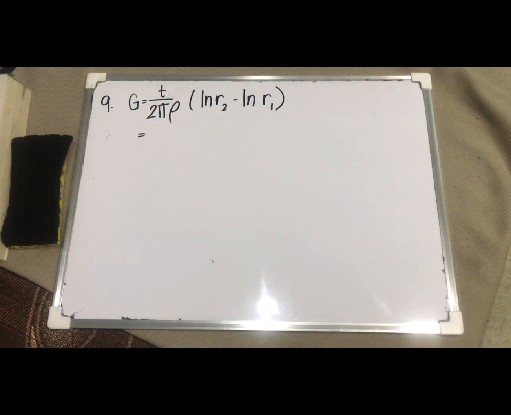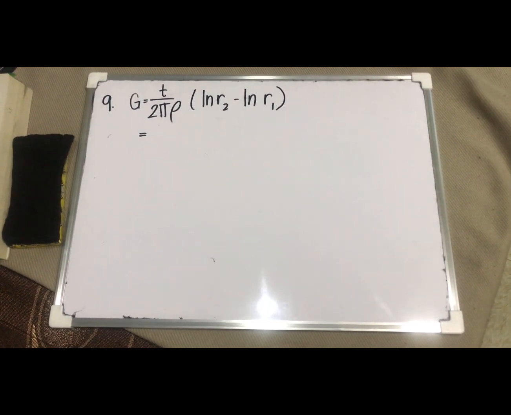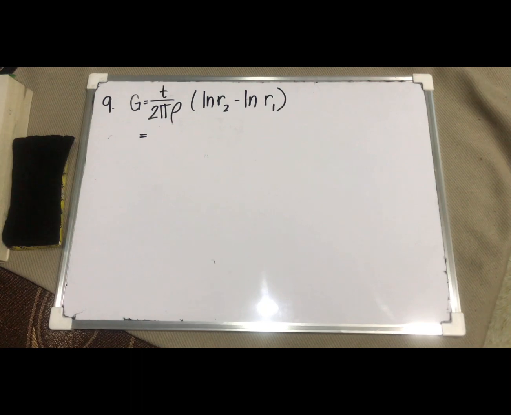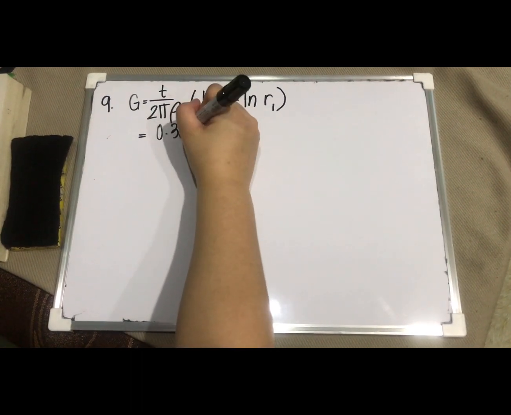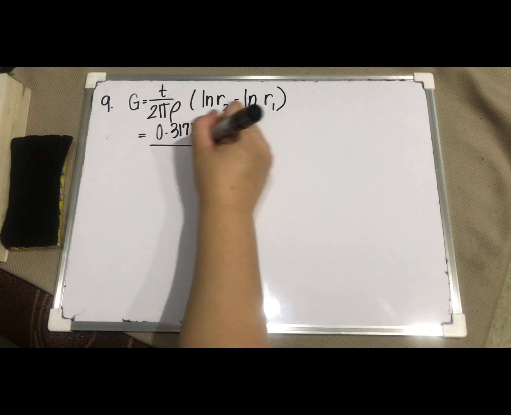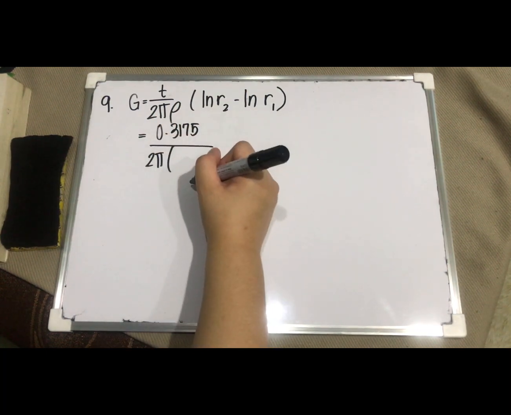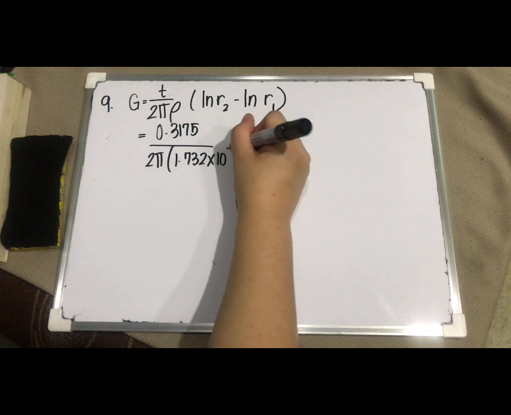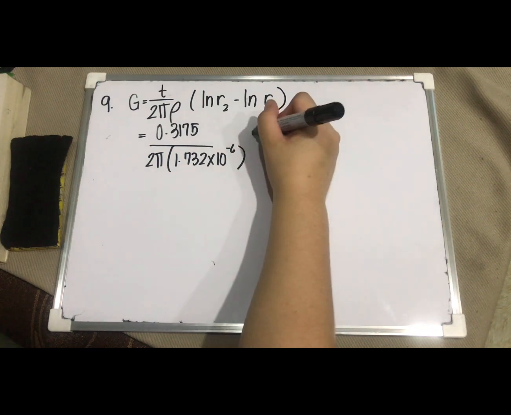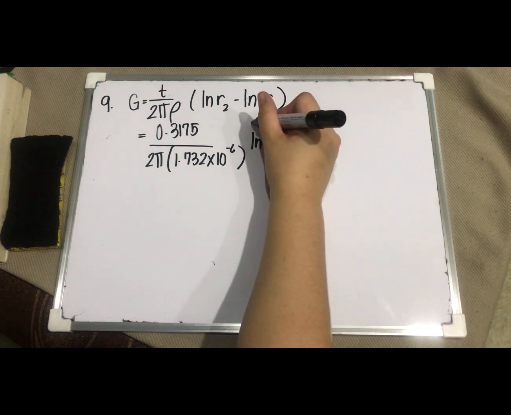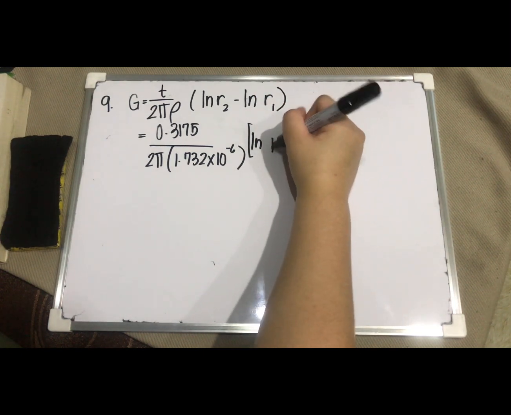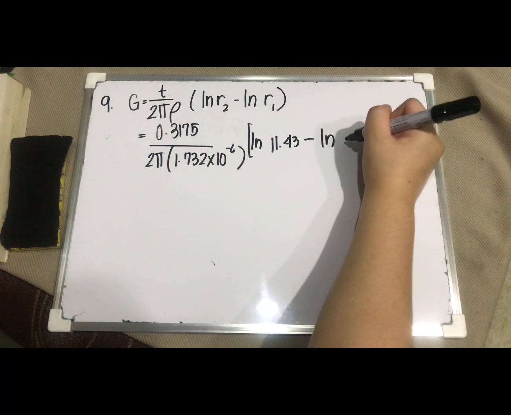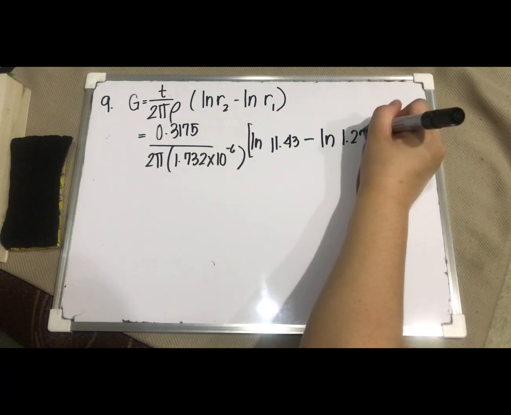And then, i-substitute lang natin lahat ng parameters na na-compute natin kanina dun sa unang part. Magkakaroon tayo ng conductance. Mako-compute natin siya. So, ang thickness natin ay 0.3175 and then 2 pi. Ang specific resistance natin na given ay 1.732 times 10 raised to negative 6. And then, ln. Ang R2 natin ay 11.43 minus ln ng inner radius natin na 1.27.